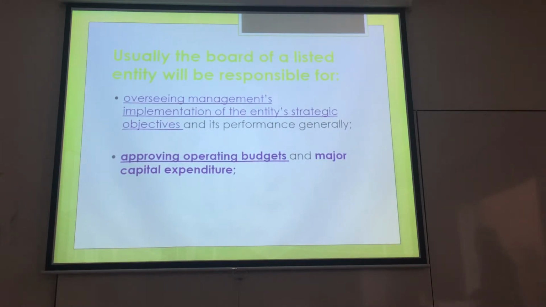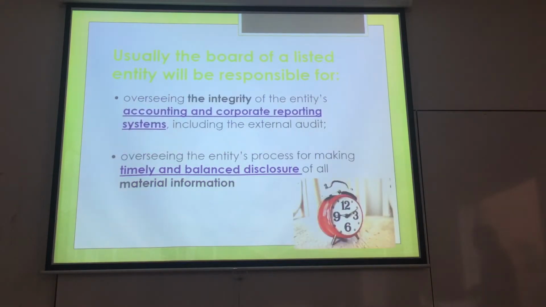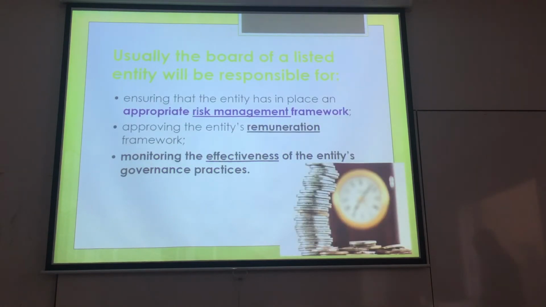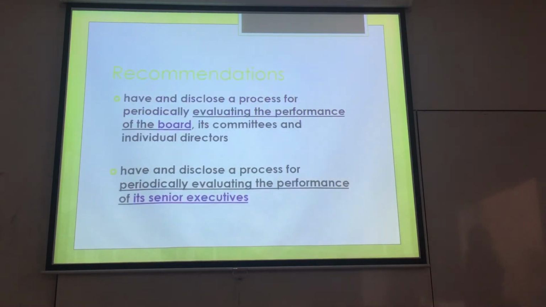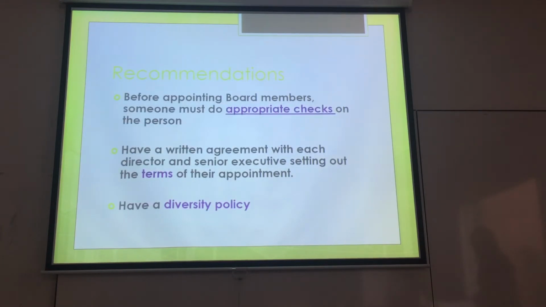Overseeing management's implementation of strategic objectives, approving operating budgets and capital expenditure, overseeing the integrity of the reporting, making sure that there is timely and balanced disclosure. Risk management: they must have a risk management framework, so this is the board. They must monitor the effectiveness of the entity's governance practices, obviously. So there are quite a few things here that the board must do, which you can read through.